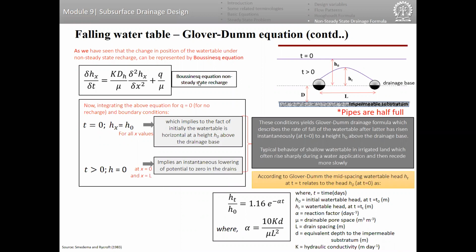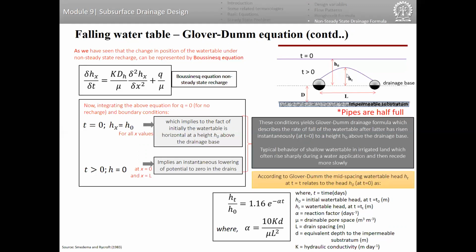Now, if you put a limit here, let's say this is one case. This is the initial water table at time t equal to 0. Initially, when the drainage is not happening, the water table is at a height h0 from the drainage base. So everywhere the height is h0. Hx is equal to h0 everywhere, because the drainage system is not working at that time. So at time t equal to 0, you have Hx equal to h0 for all values of x.